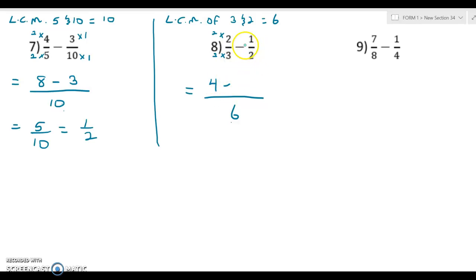Take away, looking at the half now. So 2 times what gives me the 6? 2 times 3. So now we multiply the top by 3 as well. So 4 take away 3 will give me 1/6.